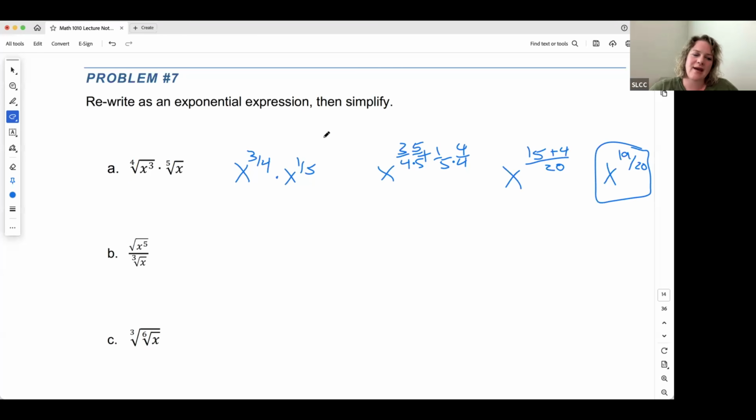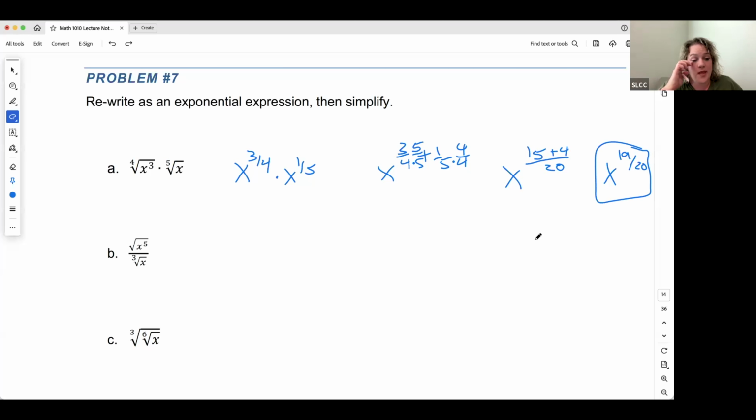Could you turn that back to radical notation if you needed to? Of course. You would just have x to the 19th and then the 20th root. But you don't need to. They didn't ask us to. But just so you know how to, there you go.